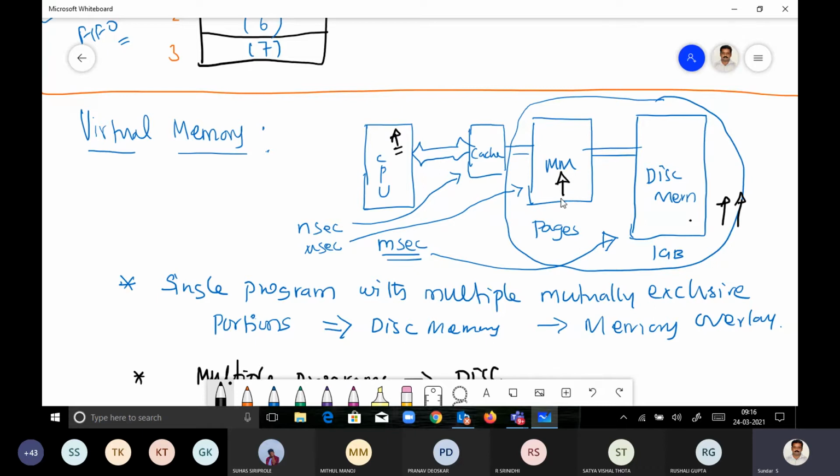If we want to increase this size, then it will increase the cost of the overall system. We don't want to spend more on this, but we want to get the benefit of enhanced disk memory. What to do? Now the idea of virtual memory has come. We are going to use the virtual memory concept to manage this issue.